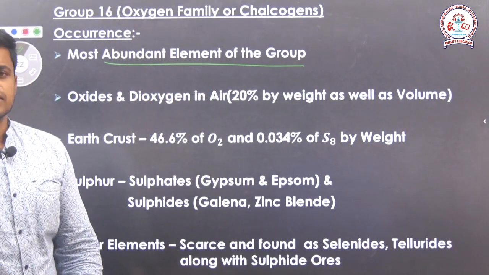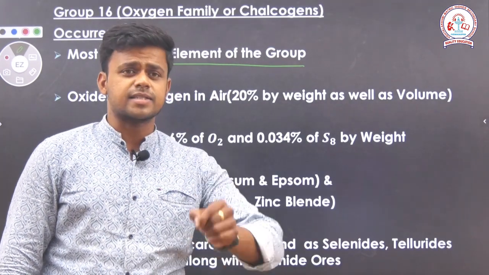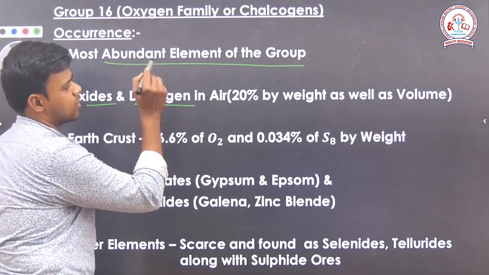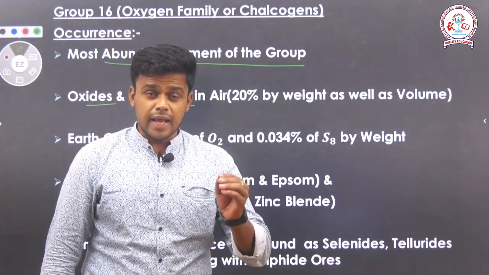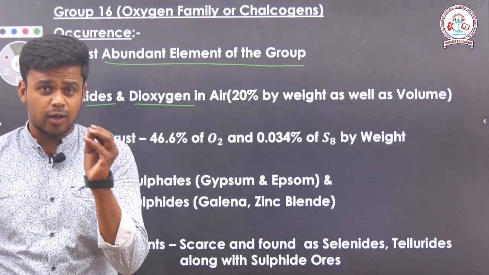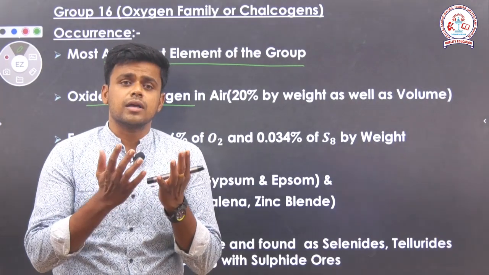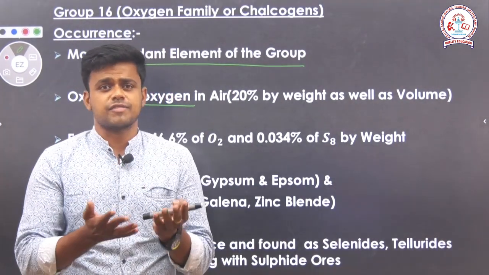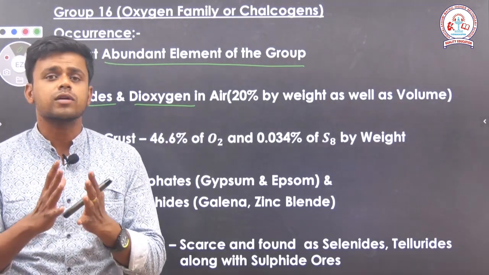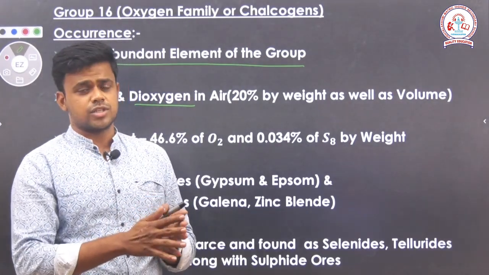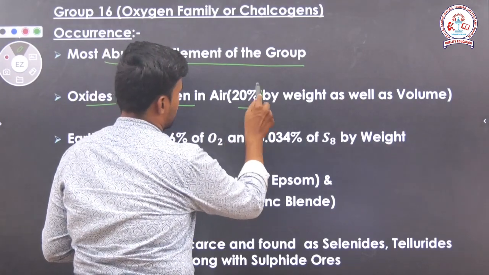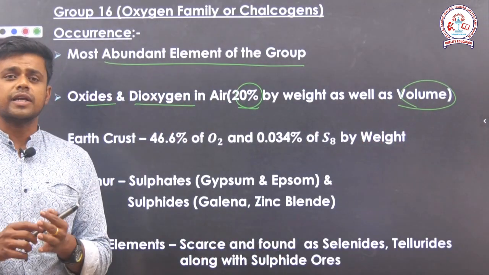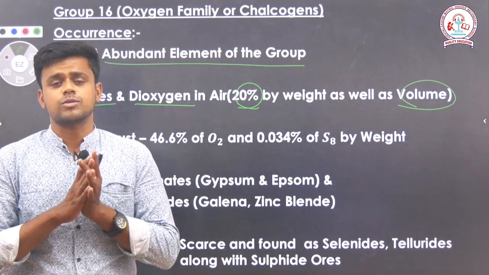Oxygen exists as an oxide as well as molecular oxygen, which is mentioned as dioxygen. In air it is present as dioxygen. If you compare the mass in terms of percentage of the whole air, oxygen occupies 20 percent, not only by mass but also by volume. So both it occupies nearly 20 percent over here.